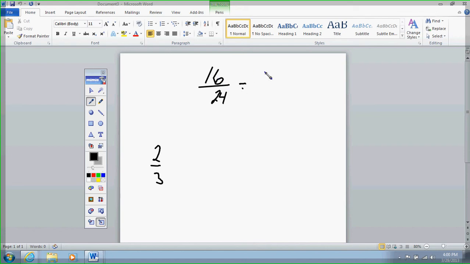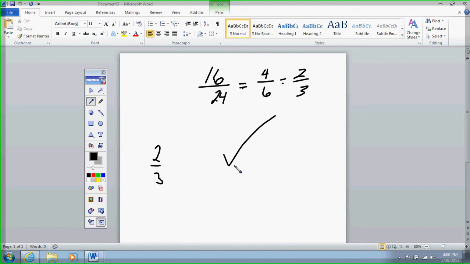So 16 divided by 4 is 4. 24 divided by 4 is 6, but you can still reduce it because actually the greatest common factor is 8. But let's go ahead and just reduce this again. These two have a common factor of 2. And so 4 divided by 2 is 2, and 6 divided by 2 is 3. And they are equivalent. So your answer will be yes, they are equivalent. They are equivalent ratios, or they are equal.